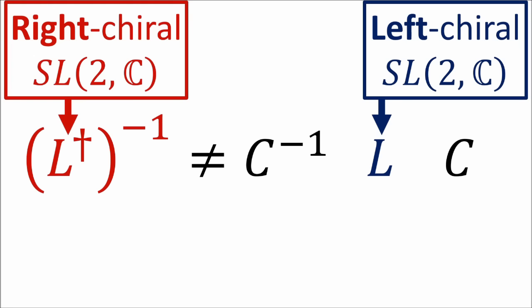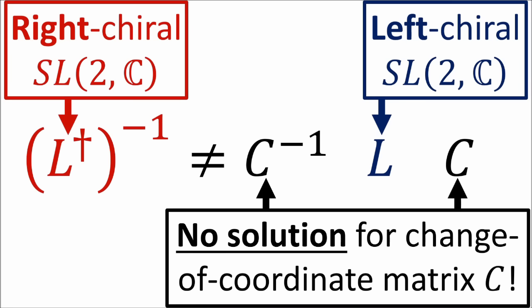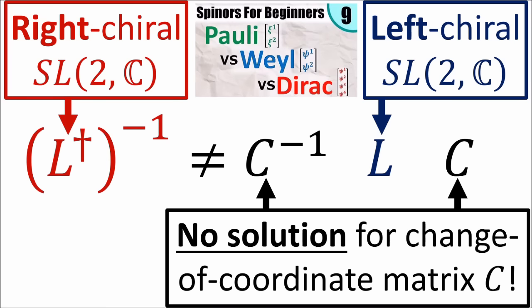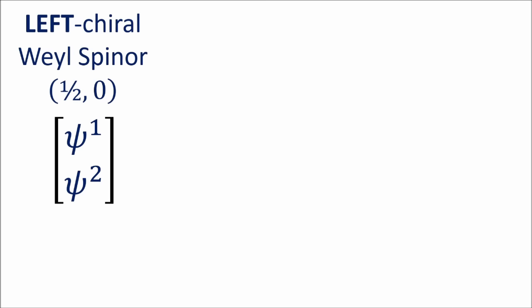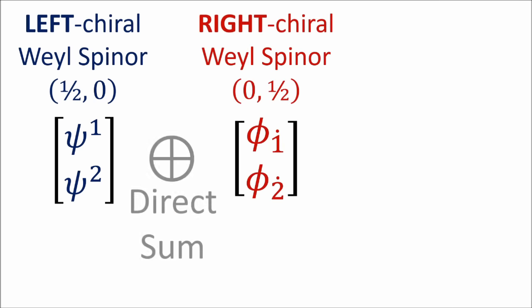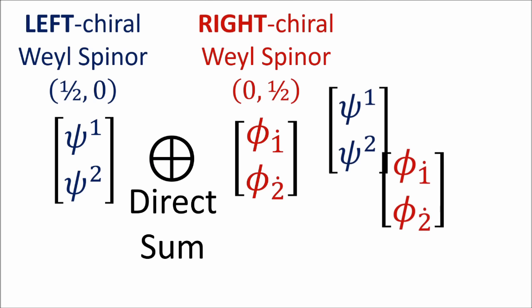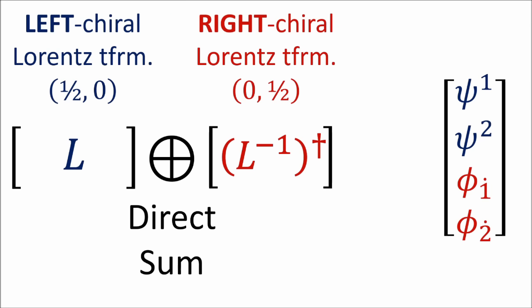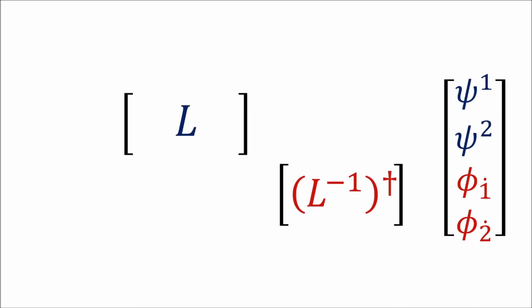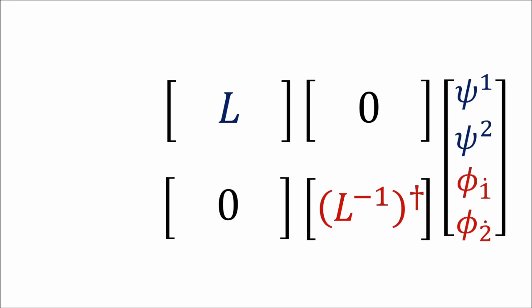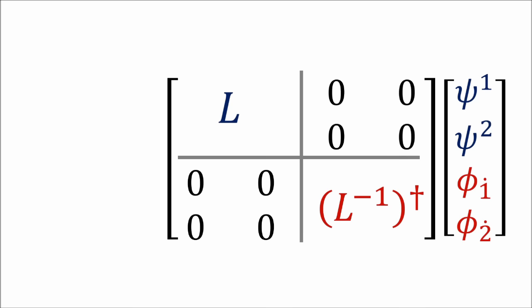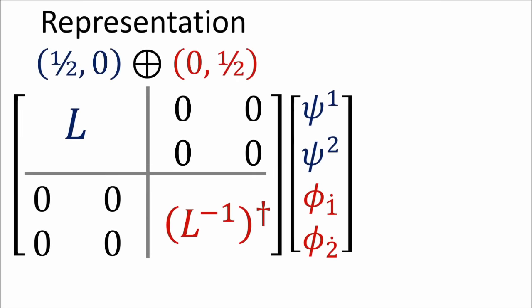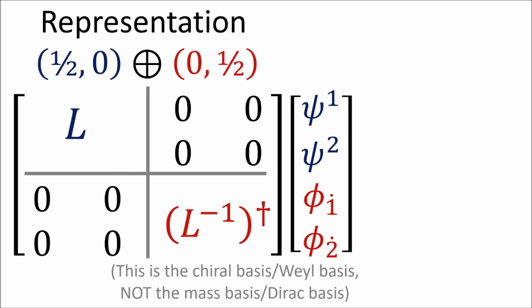These two representations are not equivalent, because we cannot swap between them using a change of spinor basis. I proved this in video 9, which is linked in the description. We can take a left chiral Weyl spinor and a right chiral Weyl spinor and take their direct sum, which means stacking the two spinors on top of each other. The direct sum of their left and right SL2C transformation matrices would be a combined 4x4 matrix in block diagonal form, so that the left matrix transforms the left spinor and the right matrix transforms the right spinor. This is a new representation, which is the direct sum of the left and right representations.